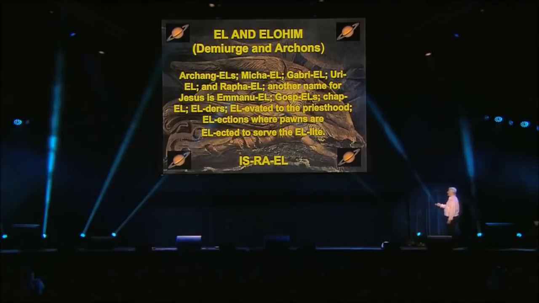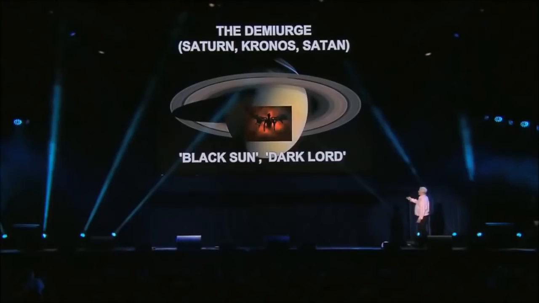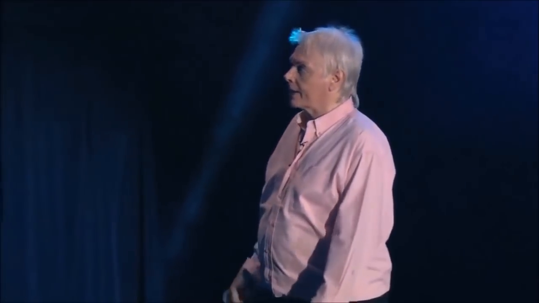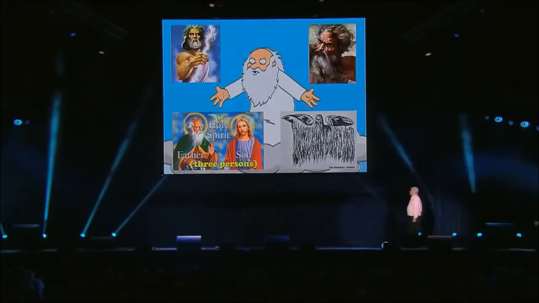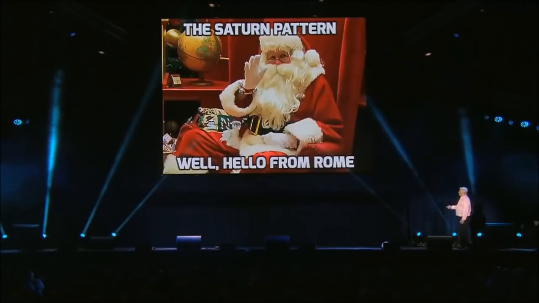We have Israel. And that is the symbol of El, the black cube. It's Saturn. The black sun, the dark lord, the demiurge, Saturn, Kronos, Satan. They're all different ways of saying the same thing. Then you have the bearded man. The god is always kind of symbolized with a beard. Where does that come from? Well, it comes from Kronos, the bearded man who is the god of Saturn. You see beards in religions all over the flipping place. And the beard comes from this symbolism of Saturn with the luminous crescent. And so we come to probably the most famous bearded man, the Saturn pattern.